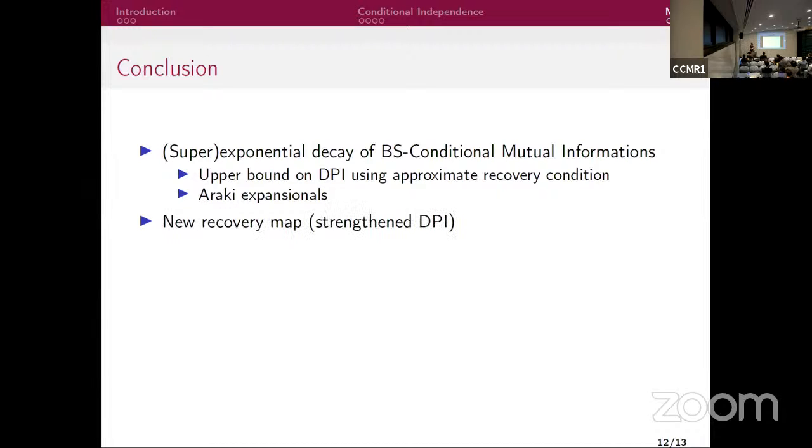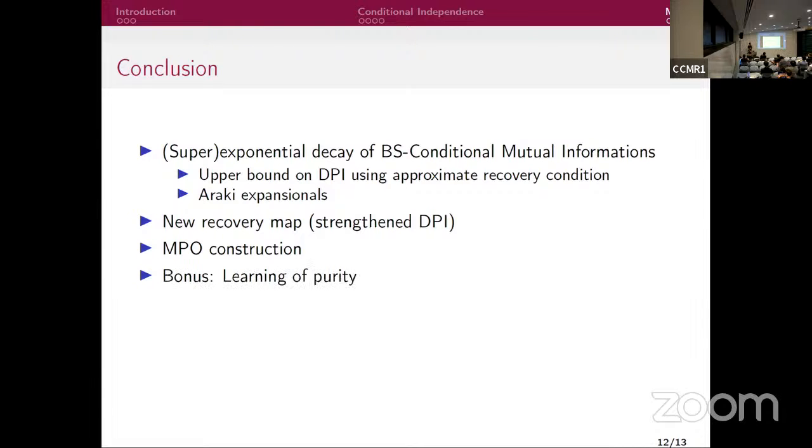What's new is that this recovery map was actually known before, but we also introduced a new recovery map, which is kind of the opposite side of the data processing inequality. It's a strengthened data processing inequality, which allows us to give this tensor network construction. So we have a result on how well this recovery map reconstructs systems with a small BS conditional mutual information. Chaining those maps together gives us our MPO reconstructions, which we can then also learn by just measuring marginals.